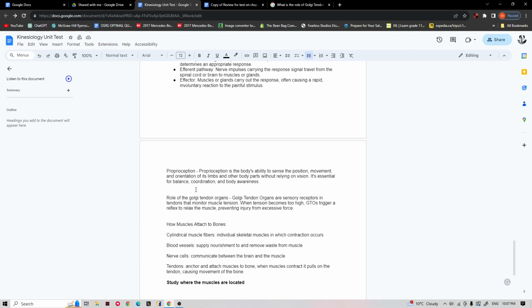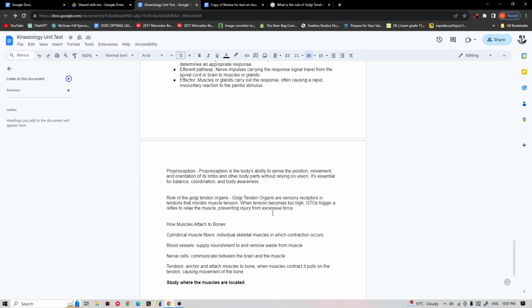And then we have proprioception. Proprioception is the body's ability to sense the position, movement, and orientation of its limbs and other body parts without relying on vision. It's essential for balance, coordination, and body awareness. You could also say this is a sixth sense.